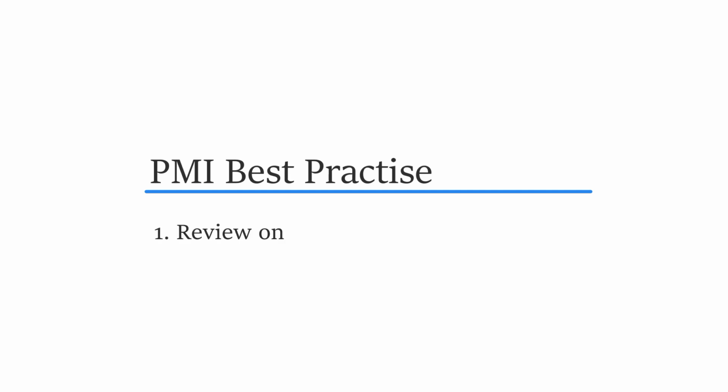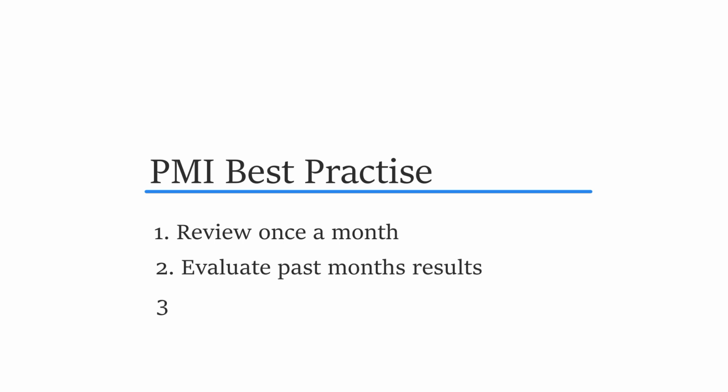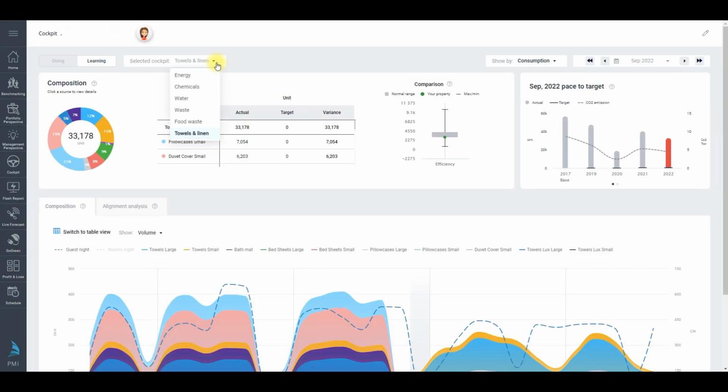PMI best practice is to review the GoGreen learning page for each resource once a month, evaluate the past month's results, and consider actions to implement going forward. So how do you do this?